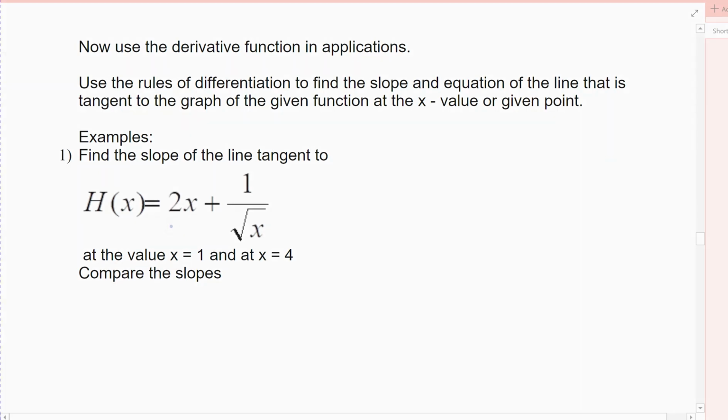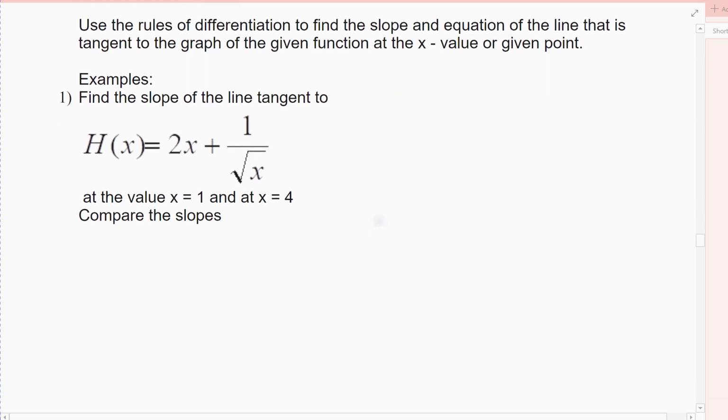Now that we don't have to use the limit definition to find derivatives and we have these basic derivative rules, it's going to be a lot easier for us to do applications. So that's what we're going to do here: we're going to look at applications of finding slopes, tangent lines, and then rates of change. We're going to start off with slopes and tangent lines.